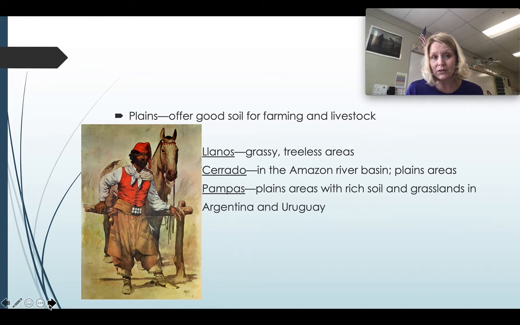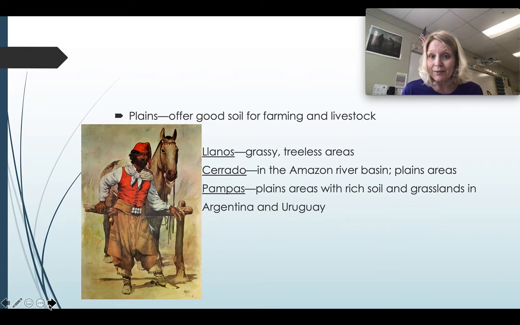The reason I wanted to talk about the different types of plains is because I think you can make a good connection between the types of plains they have in South America and the types of plains that we have here in the United States. There's a lot of good soil for farming and livestock in South America, especially.